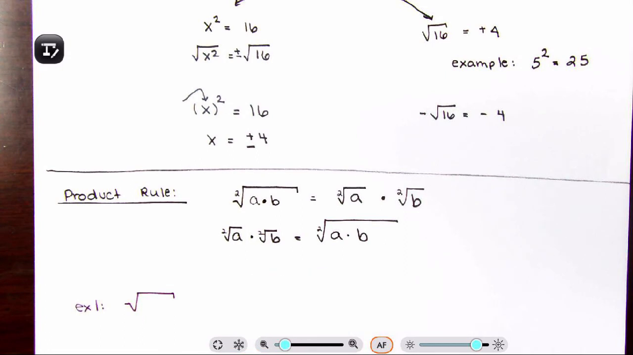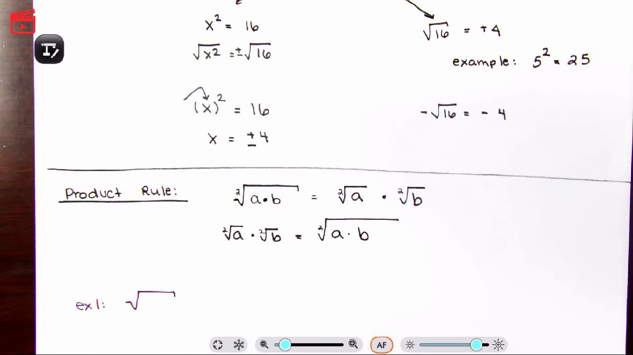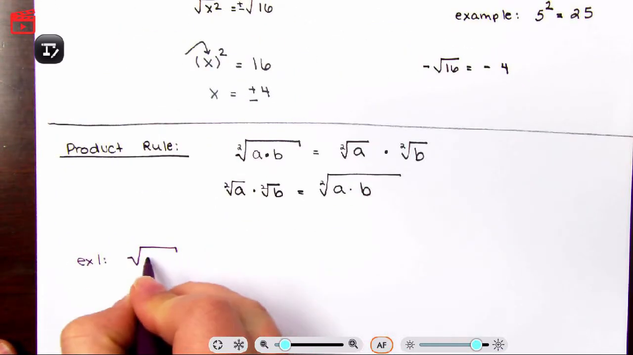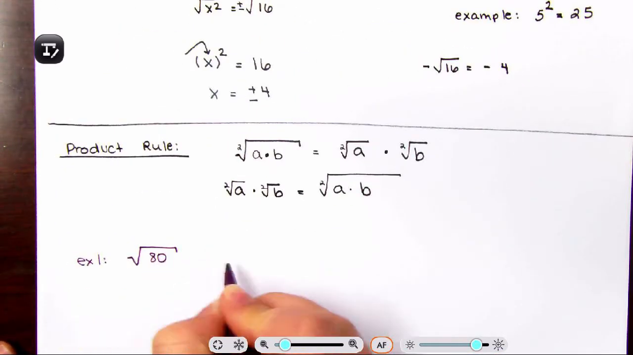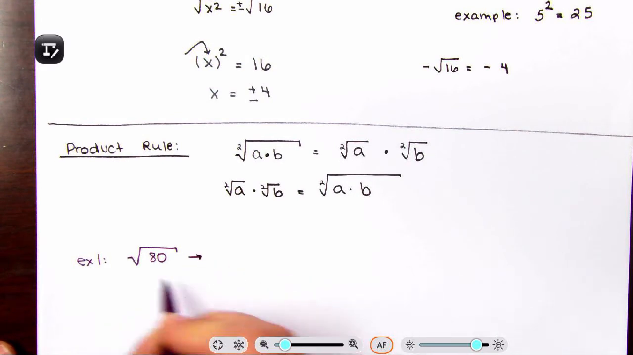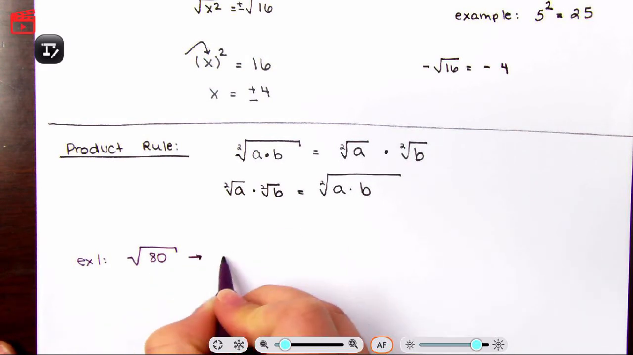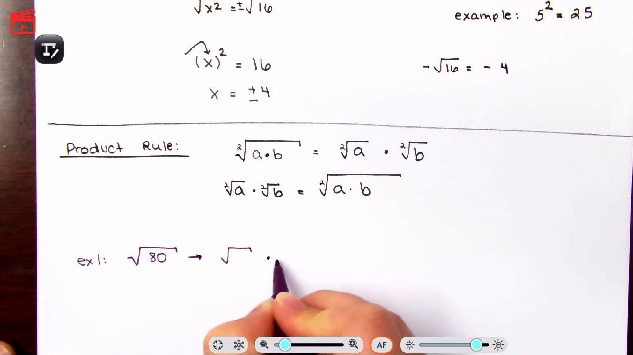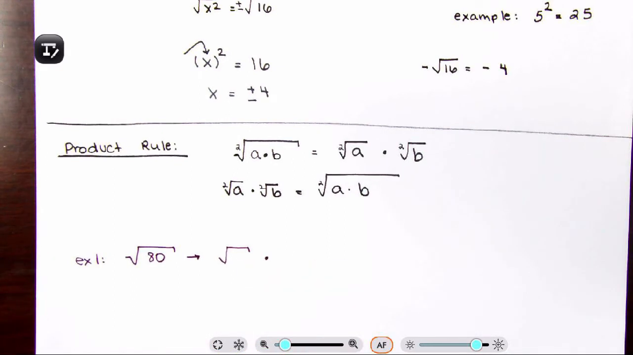Usually we use this method when we are simplifying expressions, and that's what we're doing. We're simplifying expressions. All right, so let's do the square root of 80. We can split this up, and we want a pretty number in one of them. Oh, let's actually back up a little bit.